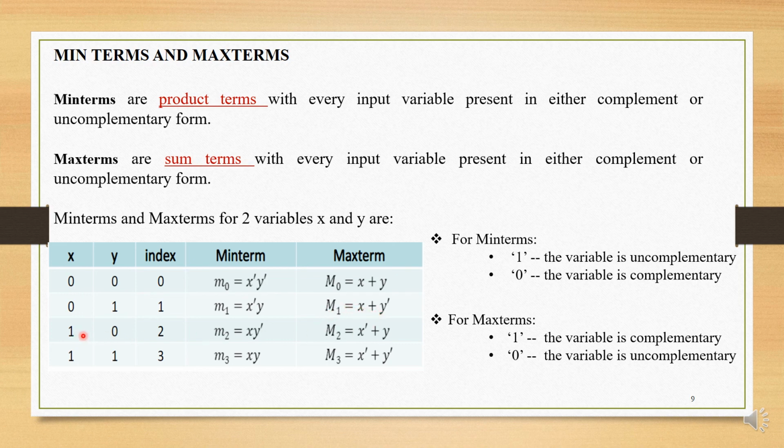Next, we go for the next combination, that is 1, 0. 1 is complementary, 0 is uncomplimentary. Max term is a sum term, therefore M2 equal to x bar plus y. The last combination is 1, 1. 1 is represented as a complementary variable. Therefore, for last combination, as max term is a sum term, we can write M3 equal to x bar plus y bar. This is how you represent both minterm and max term.